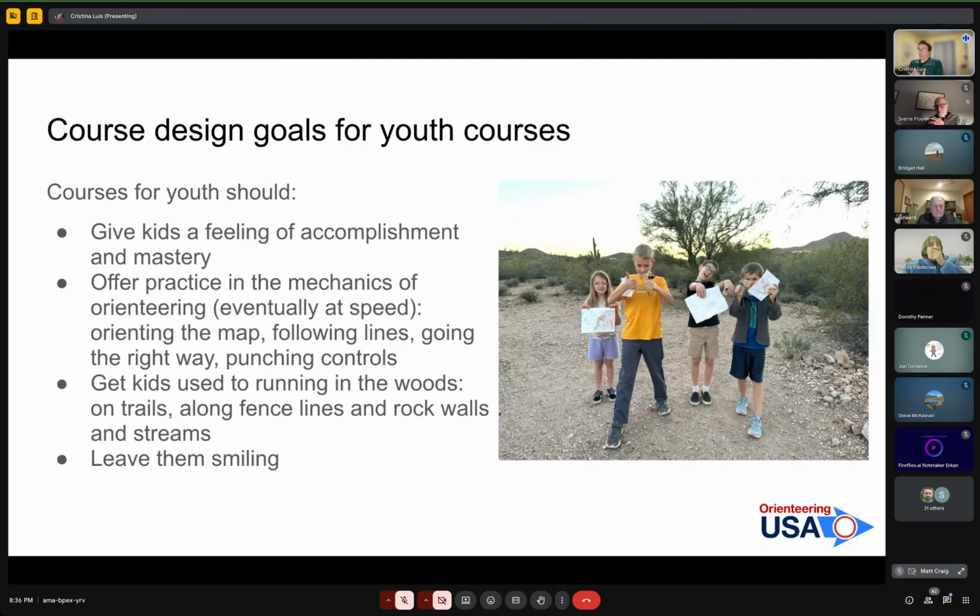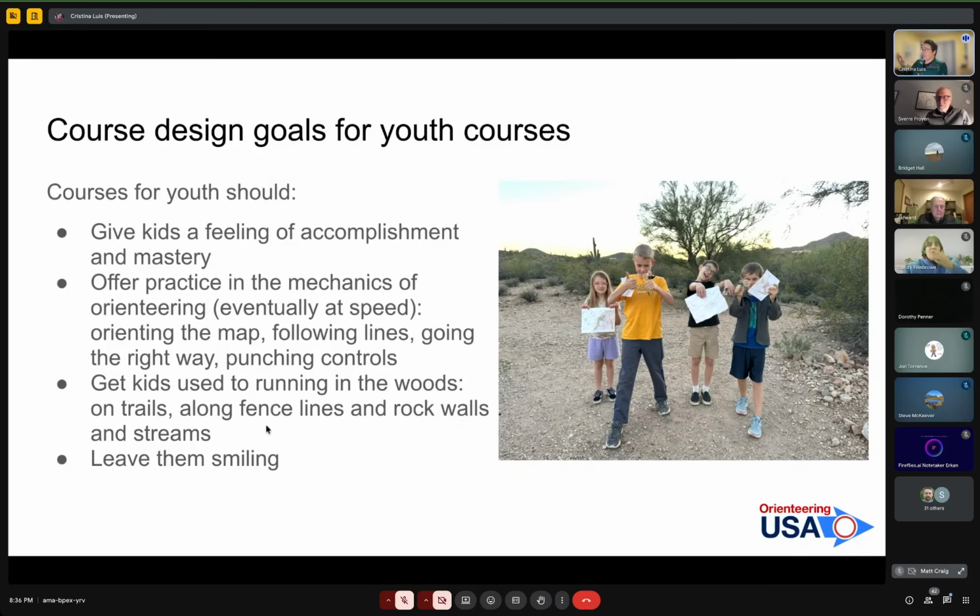Most of these skills, especially with white courses, are just the basic mechanics of orienteering. Orienting the map, going in a direction, and punching controls. That and running, right? We want to get kids used to moving fast. Running on trails, maybe they get to run in the woods a little along a fence line or in a stream bed or something, especially in the yellow. So that's what we're working on, these basic mechanics.